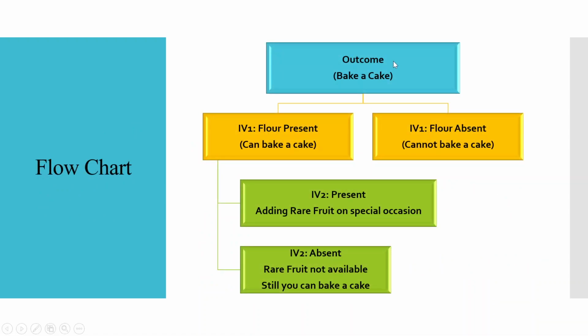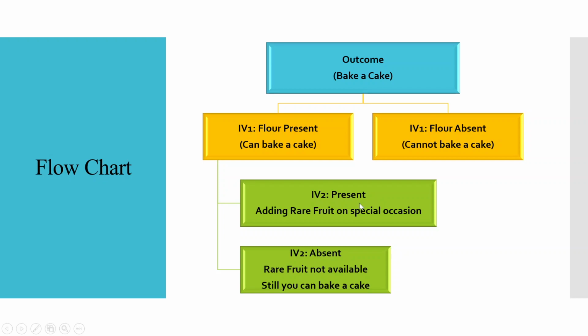Let's try to understand these core and peripheral conditions with this flowchart. The outcome is baking a cake. Flour present, can bake a cake. Flour absent, cannot bake a cake. So this is our core condition. If the core conditions are present, only then can we talk about the peripheral conditions.